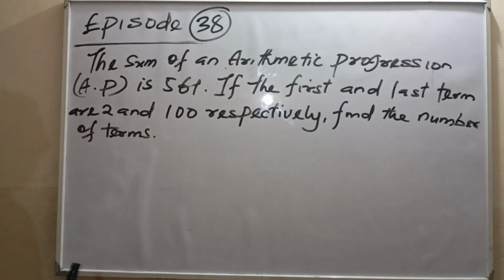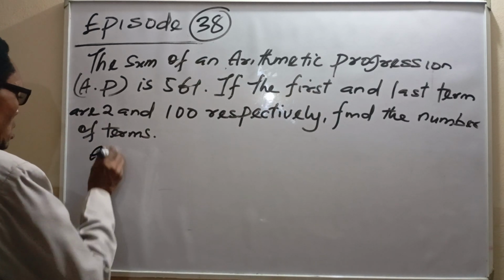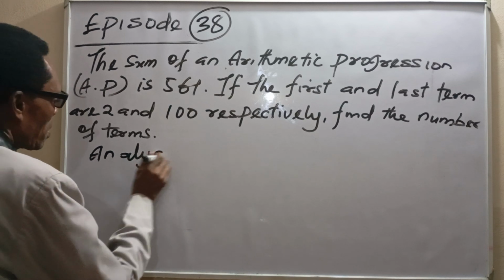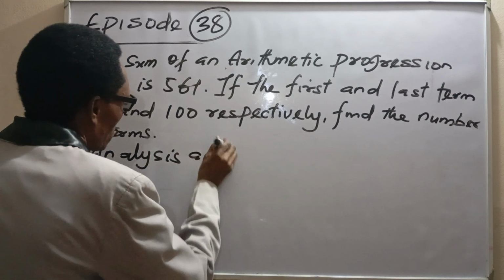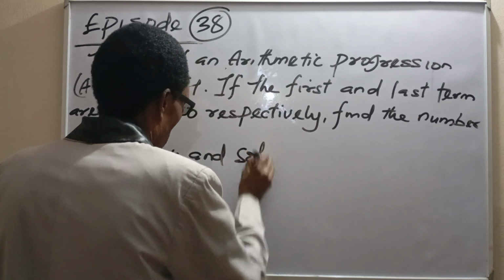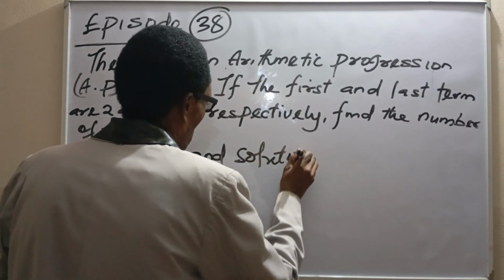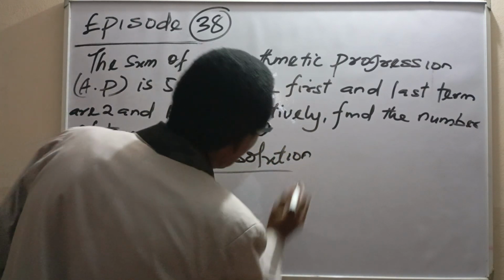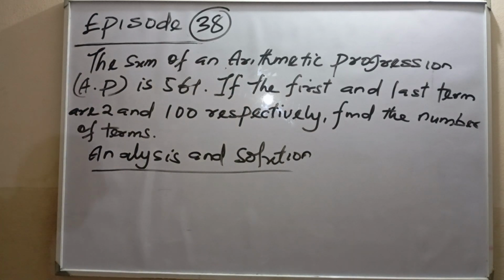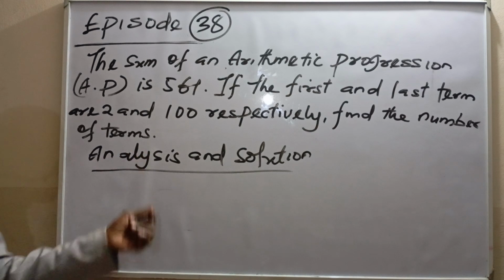So as usual, we'll start with the analysis, and then the solution. This question is from AP, that's arithmetic progression. There's a topic we call AP and GP, arithmetic progression and geometric progression, but this question is from AP.